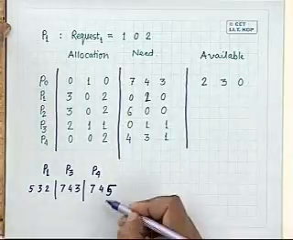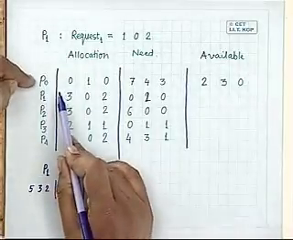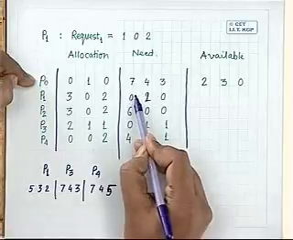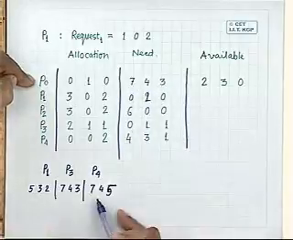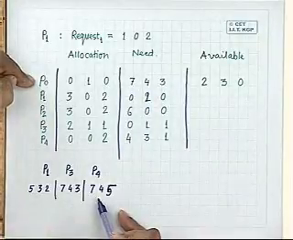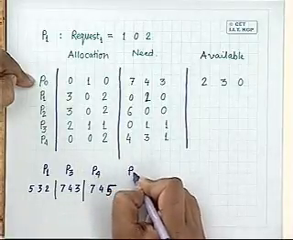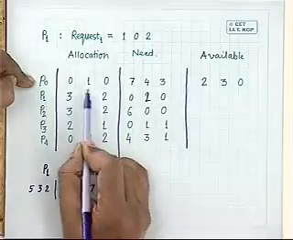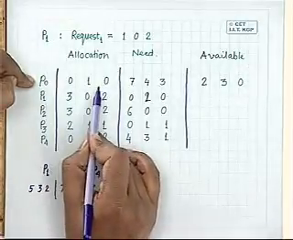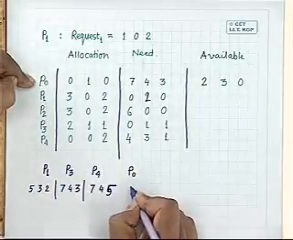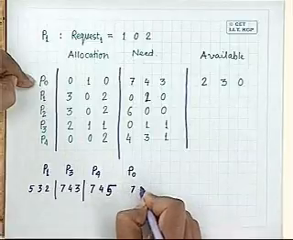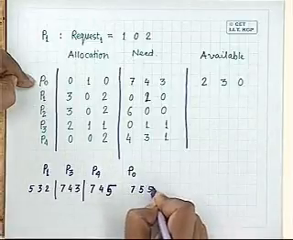Okay, so with this, I again go back to process P0. Future need is 743, which is less than or equal to this. So P0 can also complete. On completion, it will release the resources which are already allocated to P0. So the available resources will be 7, 5, 5.